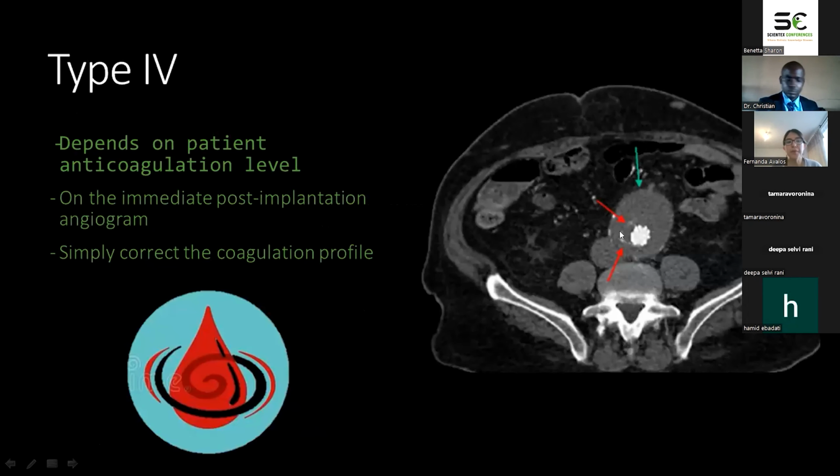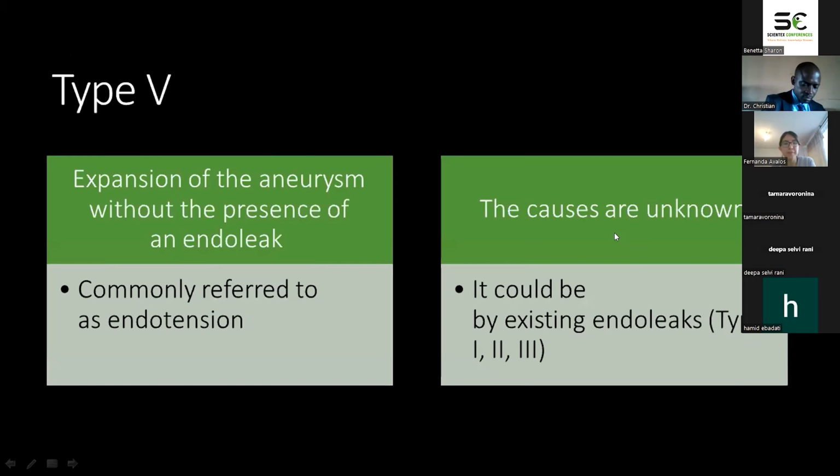Type 4 is more specific for the patient. It happens in the post-implantation in the immediate period, and this depends on the anticoagulation level of the patient. So we just correct the anticoagulation level, and this endoleak corrects. So there is no structural failure, there are no other vessels, there is no move of the graft. It's only that the blood is less viscous than usual, so the blood goes outside the graft.